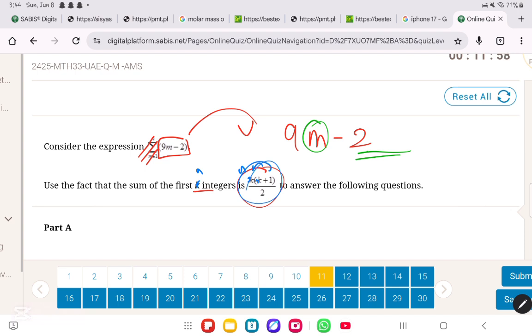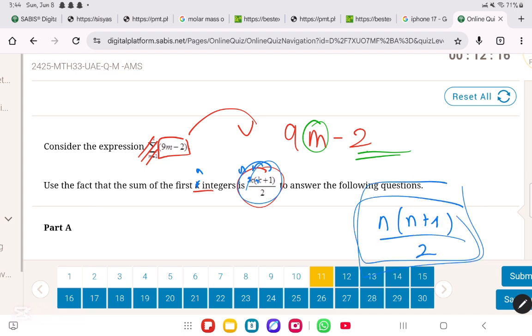If you need to find the sum of the first n integers, remember, the sum of the first integers is always n times n plus 1 over 2. Always, always it will be this. This is very, very important to remember. So n times n plus 1 over 2.